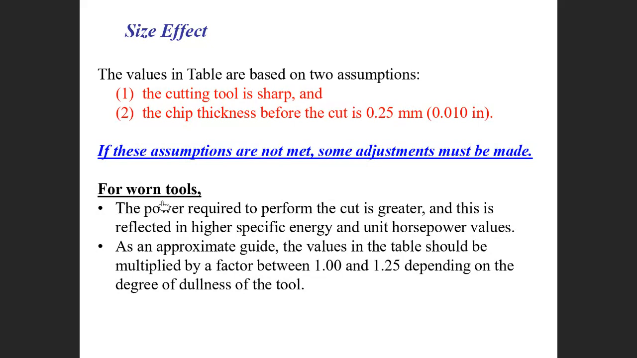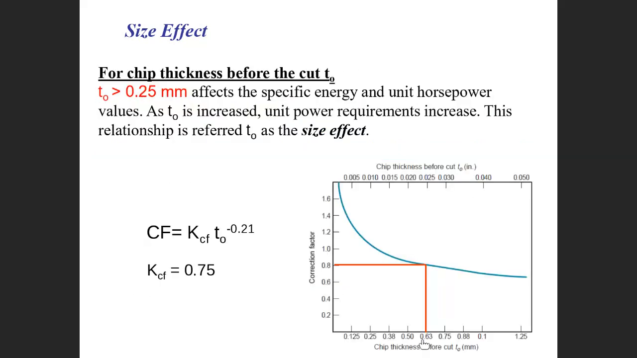In the first case, if you have a worn tool, then we have to multiply by a factor, because the power will increase whenever the tool gets worn. We can measure or calculate the wear somehow, and multiply the unit power obtained from the table by a certain factor to compensate for the effect of the wear, for example 1.25, 1.3, and so on, based on the wear in the tool.